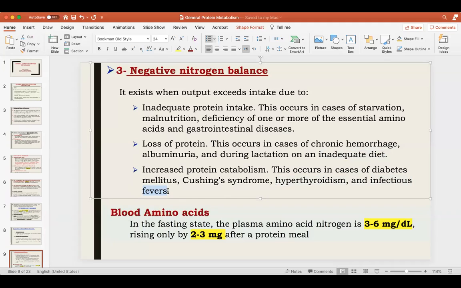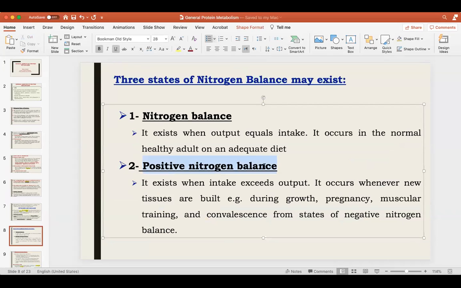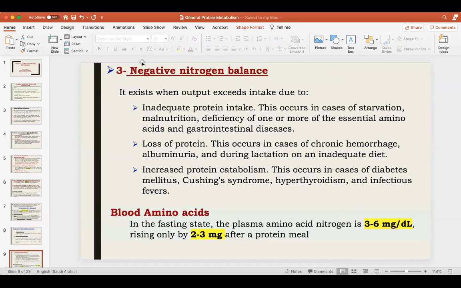So if there is excess protein catabolism as a result of catabolic disease, proteins are lost from our body, and the person will have negative nitrogen balance. So you have to know in the exam what is normal nitrogen balance, what is positive nitrogen balance, and what is negative nitrogen balance, and their causes. And the cause of each state you have to know by yourself.